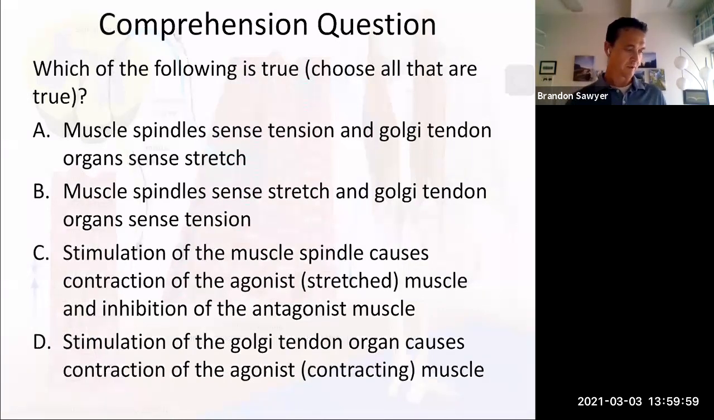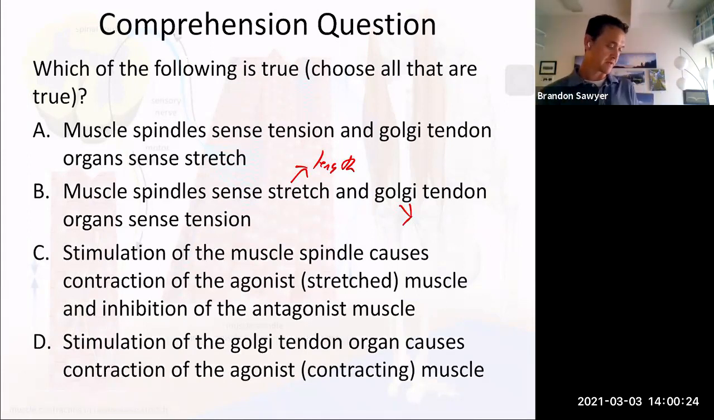When we look at this, muscle spindles sense stretch and Golgi tendon organs sense tension. The difference between those two is that stretch has a component of length to it. So it's not just pulling on both sides; it's the pulling, but also a component of how long the muscle is at the same time. Whereas the Golgi tendon organ is really just how hard we are pulling on both sides of it. So that one's right.